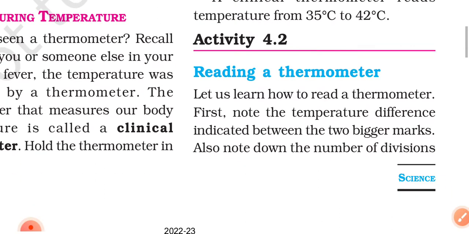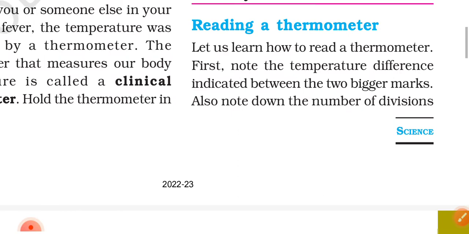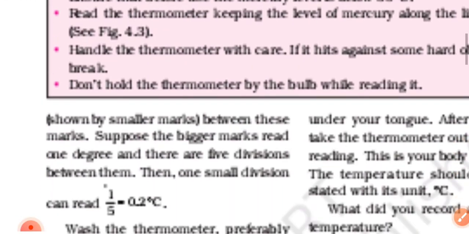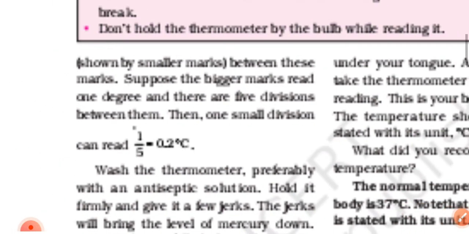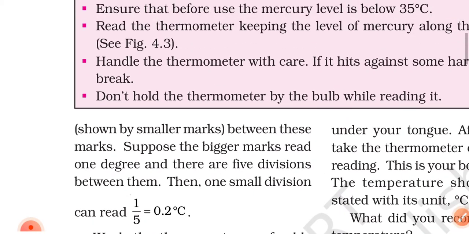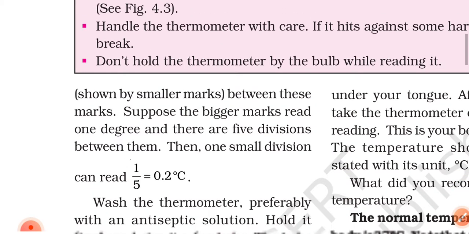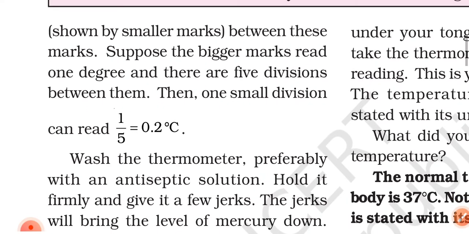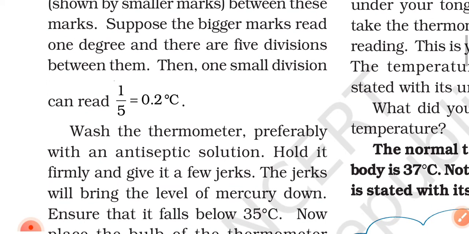Activity 4.2, reading a thermometer. Let us learn how to read a thermometer. First, note the temperature difference indicated between the two bigger marks. Also, note down the number of divisions shown by the smaller marks between these marks. Suppose the bigger mark reads 1 degree and there are 5 divisions between them. Then one small division can read 1 by 5.